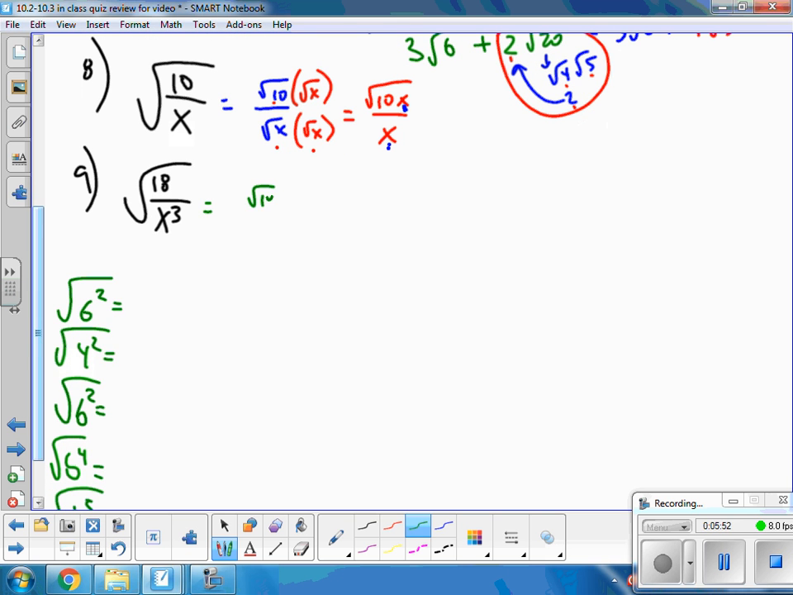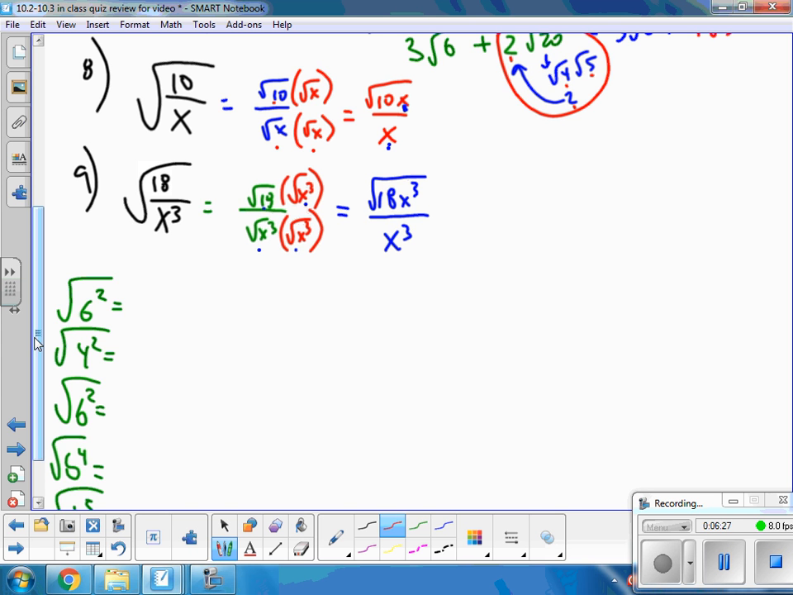This guy's square root of 18 over square root of x to the third. I'm not going to do anything to the x to the third, but I'm going to multiply everything by square root of x to the third. So I'm always multiplying by what I see. Because square root of x to the third times square root of x to the third is x to the third. Up top, square root of 18 times x to the third is square root of 18x to the third.